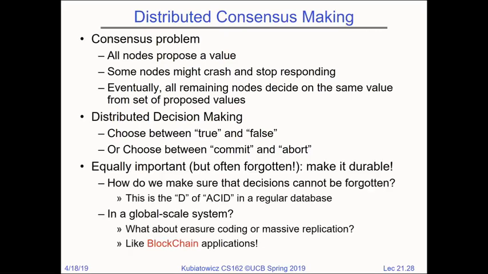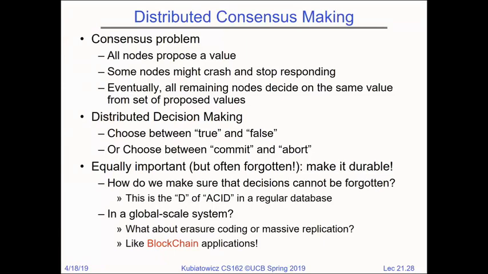Equally important, but often not mentioned in the same breath as consensus, is durability. It's very important to make it durable as well, because once you make a decision, if you immediately forget, then that's a problem, because you've made a decision, but nobody knows what the final decision was. You might not have made a decision at all. So this is the D part of ACID, right? When we talked about transactions last time, we talked about durability.